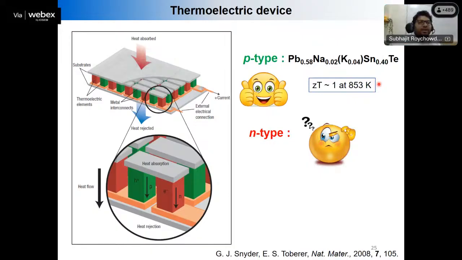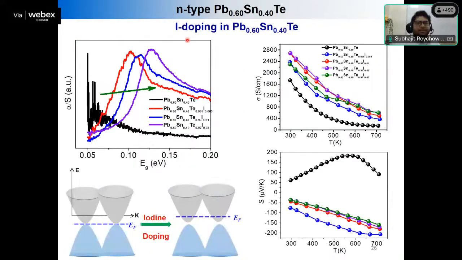Now, whatever I showed in the first few slides, if we look at a thermoelectric device, we need both P-type as well as N-type material. So in previous work, we got P-type material. Now, what about N-type? And it would always be good if you can make the P and N from similar material because of the compatibility. So for that, we purposefully choose iodine in PBSA.